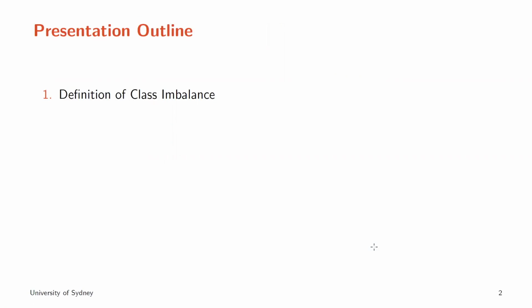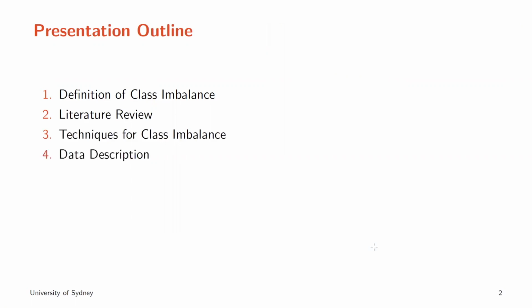First, we will define class imbalance. Then we will discuss selected literature on the topic. Then we will discuss different techniques for class imbalance. Next, we will describe the data sets for which we implemented these techniques. Then we will describe our methods, show our results and analysis, and finally give our conclusion.